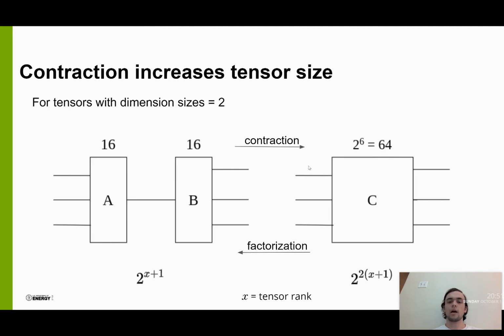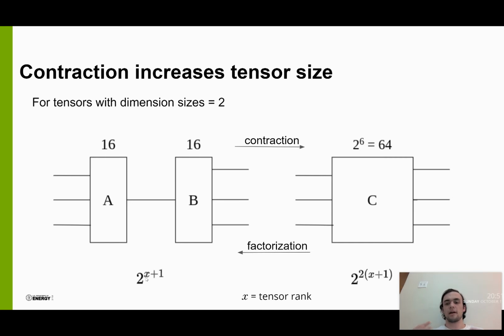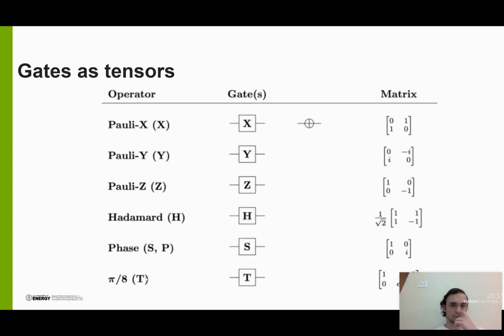And in general, what if you go from 4 edges per tensor to a higher number? This is what this formula says. If you have 2 tensors that have 4 edges, you double your memory after contraction. If you have 5 edges, you will quadruple your memory after contraction, and so on and so forth.